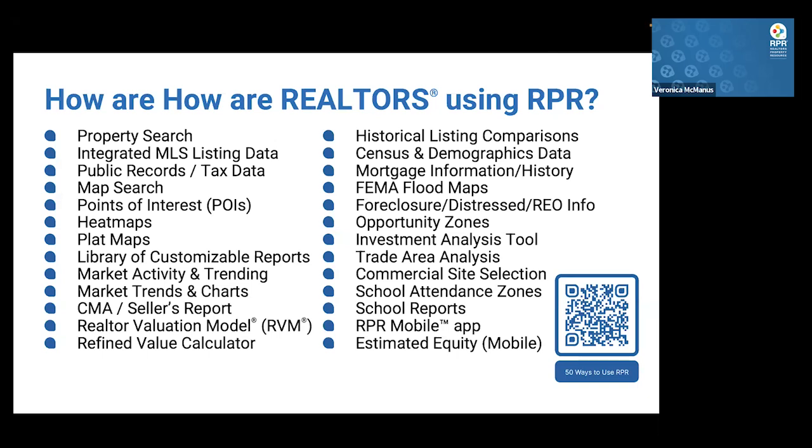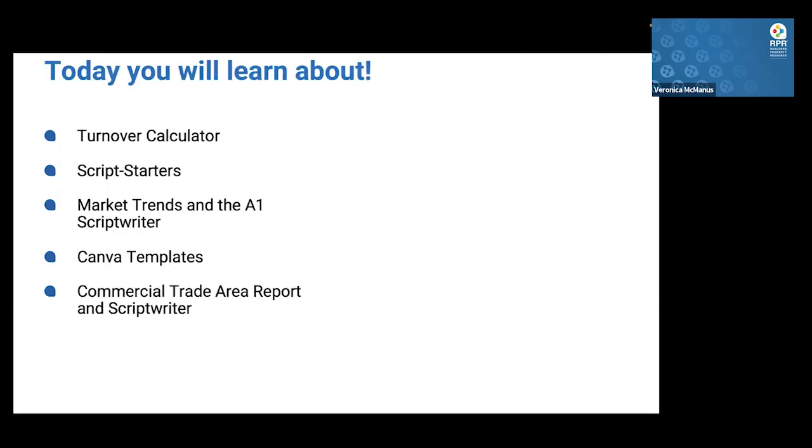And if you click on or take a photo of the 50 ways to use RPR barcode in the lower right-hand corner of the page, you'll learn 50 different ways to use RPR. Today, though, we're going to look at the turnover calculator. You'll be able to compare the turnover rates and the hotness factor between different geographic areas, and you create those different geographic areas. It could be a neighborhood, it could be a zip code, it could be a county. It's entirely up to you.